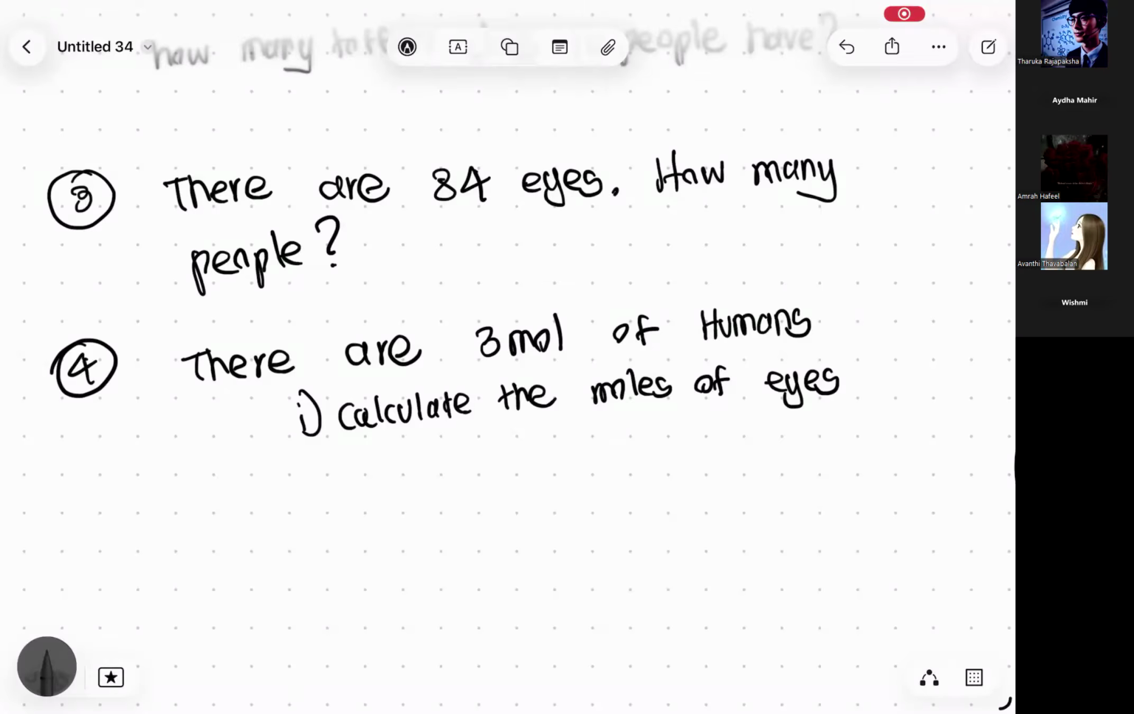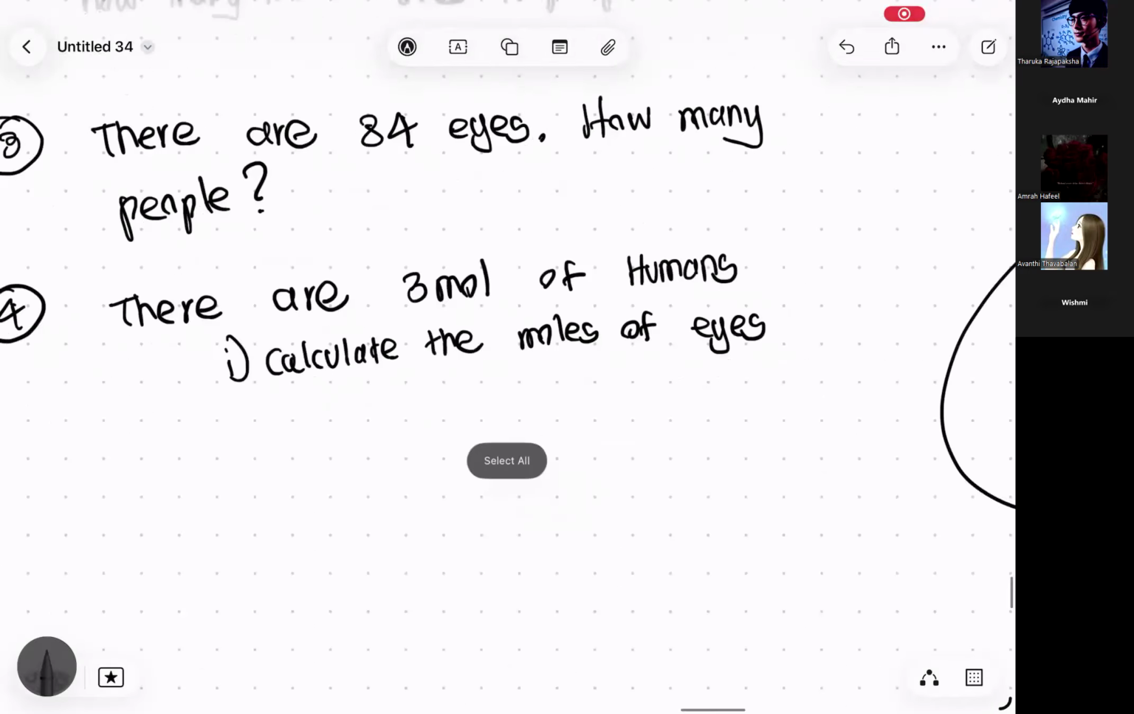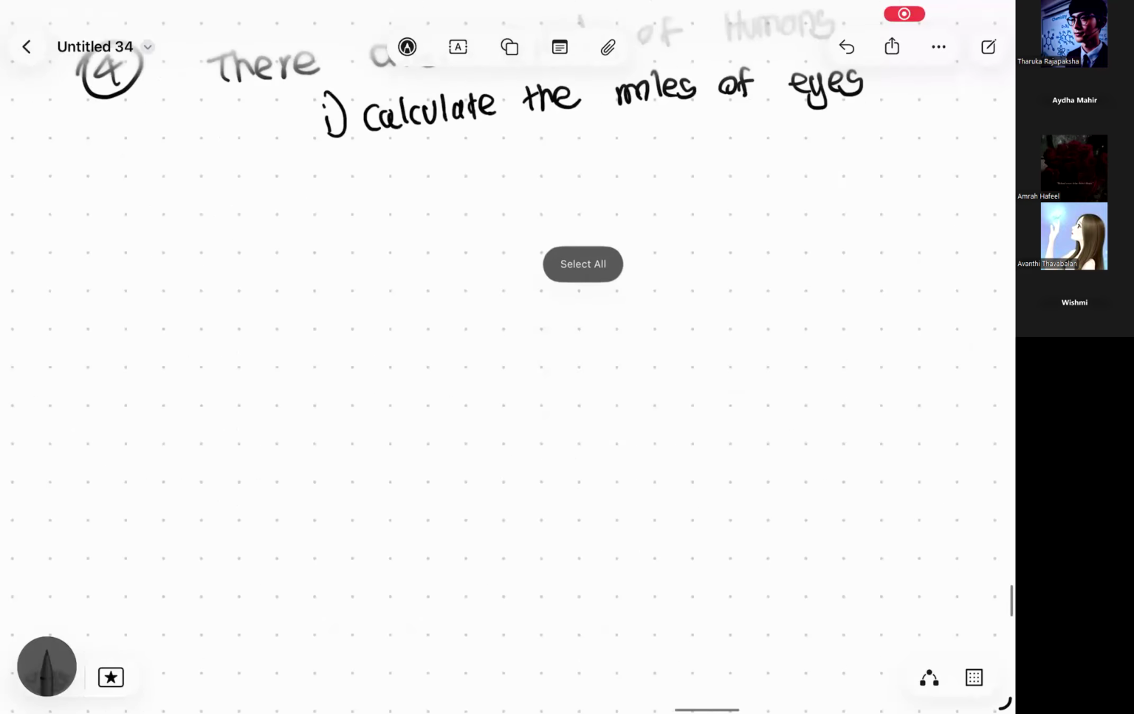Not chemical calculations, just logic. How many moles of eyes are there? One person has two eyes, if you don't know that. Only one person is answering the questions. 6 moles. Easy, right? Again, one human has two eyes.